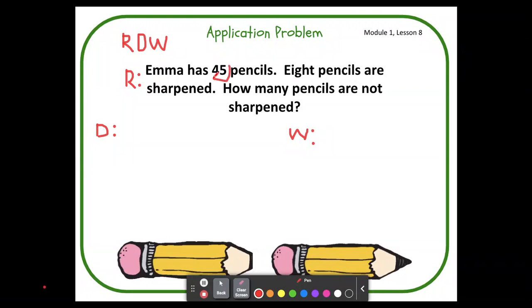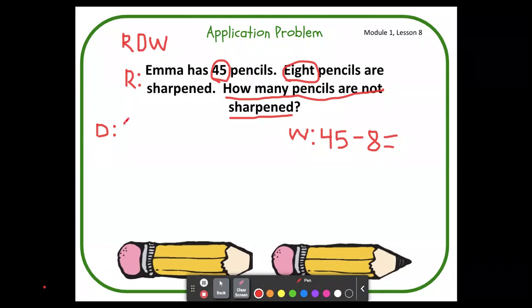Right, so we have the number 45. We know that Emma has 45. We know that 8 of them are sharpened. But the question is asking how many pencils are not sharpened. So this means that we want to subtract 45 minus 8 because we know she already has 8 that are sharpened. And we want to find out how many are not sharpened.